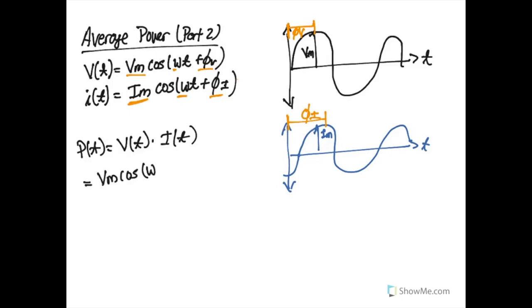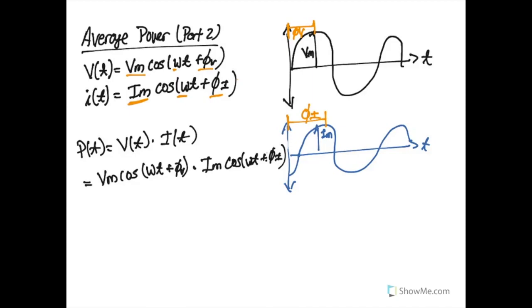So our voltage over time is Vm cosine of Wt plus the voltage phase, times the current with its own frequency plus its own current phase. So this is going to be phi I, and the other one is going to be phi V. And when we multiply these two together, again, we're going to have the same problem as before, with two cosine functions multiplied.